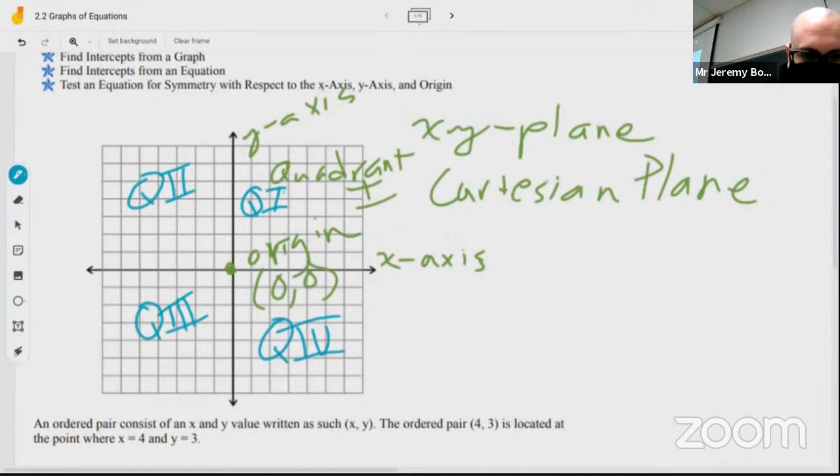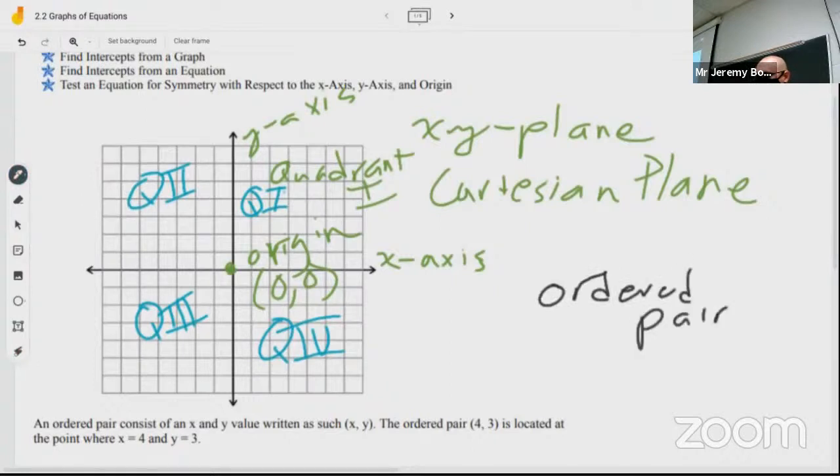All right, so an ordered pair consists of an x and y value written as x comma y. So when you have an ordered pair, and I'll write it here again, it's always going to be x comma y. And that allows us to find a specific point on our xy plane, on our Cartesian plane.